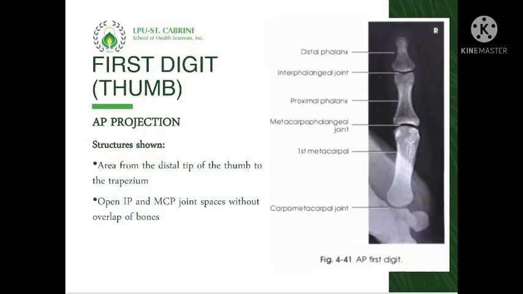The radiograph will show the area from the distal tip of the thumb to the trapezium and open IP and MCP joint spaces of the first digit without overlap of bones.